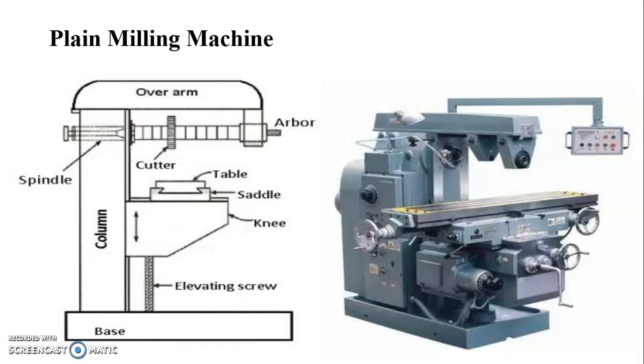The next part, that is the saddle. It is mounted on the knee and can move over it in a crosswise direction. Accurately machined guideways are provided on top of the saddle.